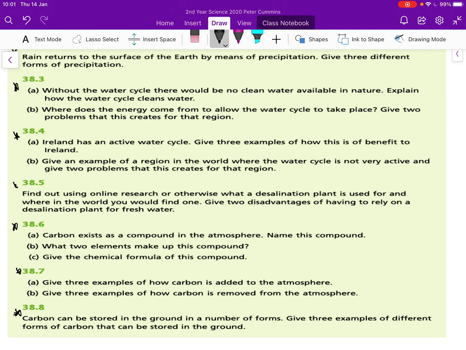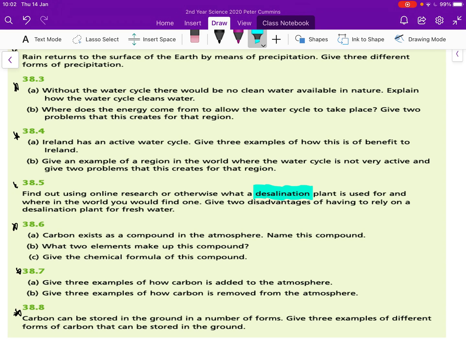The one question that was causing a small problem for people was this one here, this word here, desalination. So desalination is basically a fancy word for, so D, take it out, salt, take out the salt. So how do you get salt out of water? So you can think what a desalination plant is used for. Well, a desalination plant is used to take salt out of water. But the disadvantages of having to rely on a desalination plant for fresh water is that plants are notoriously slow at doing anything.